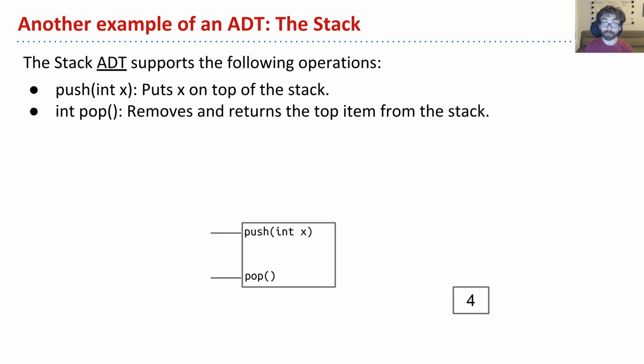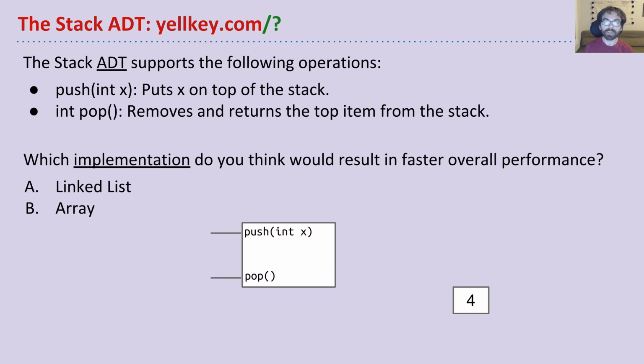So my question for you now is, what specific implementation do you think would be better to support the stack abstract data type? If we now want to produce that behavior using one of our two tricks, linked lists or arrays, what would we want to do?